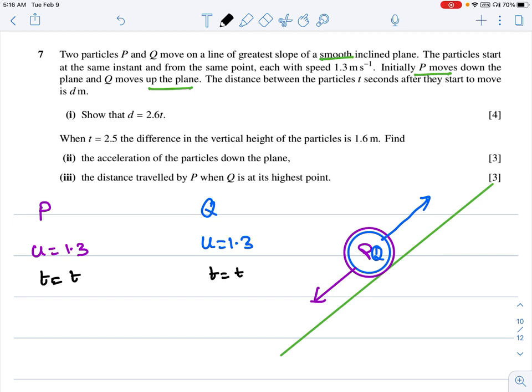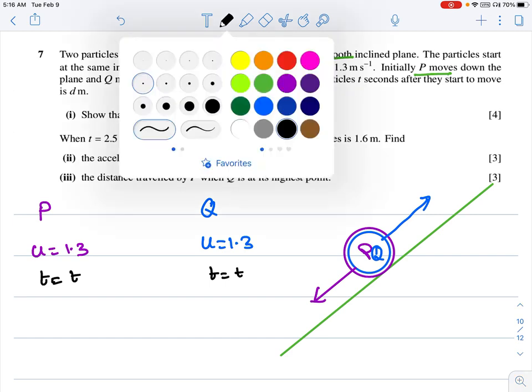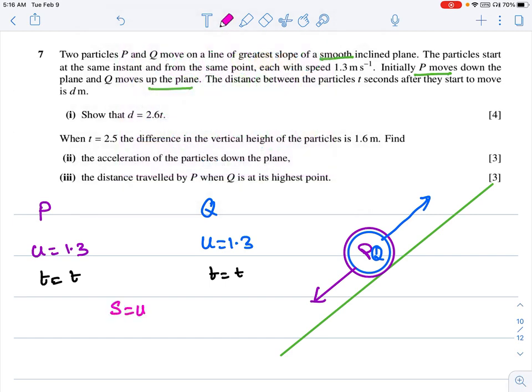So s is equal to ut plus half at square. I use a common formula for both of them. What is that common formula I'm going to use? s is equal to ut plus half at square. Listen carefully. If I consider P is moving down, which is a positive quantity, my s will be equal to 1.3t plus half at square. But if I consider Q, which is going upwards, it will be minus 1.3t plus half at square. So remember that acceleration is going to be the same.